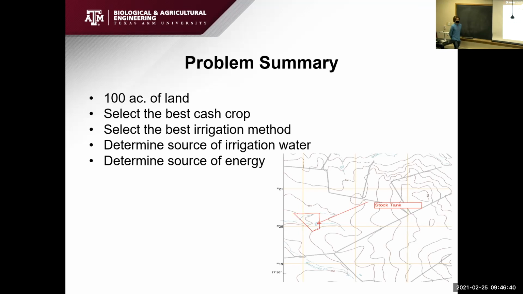Now, problem summary. We would like to remind you that we're working with 100 acres of land in Aguilares, Texas, where we have poor soil conditions as well as poor environment conditions. Our goal is to select the best cash crop that will yield the highest returns, as well as the best irrigation method, pertaining to the situation with the low access of water that we have. Next, we would have to determine the source of irrigation water, as well as the source of energy, whether it be a diesel generator or solar power.